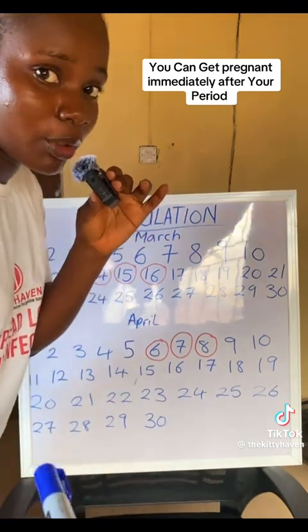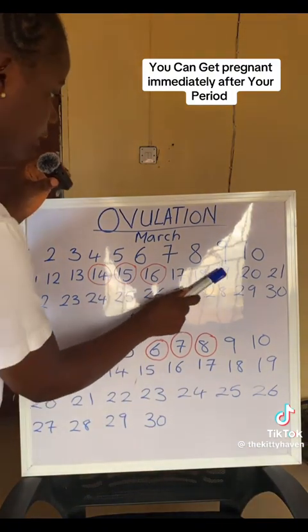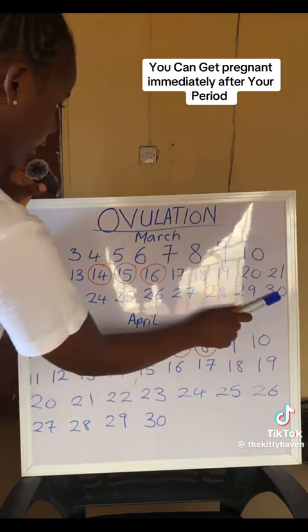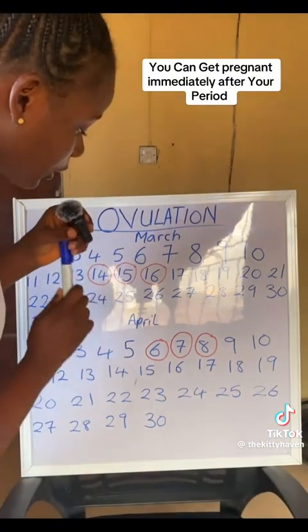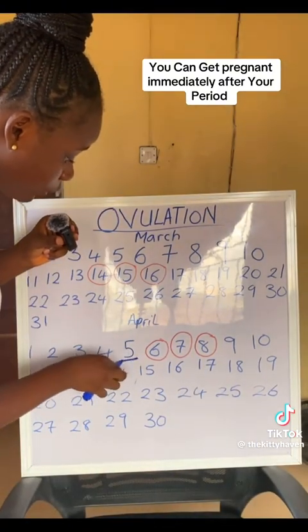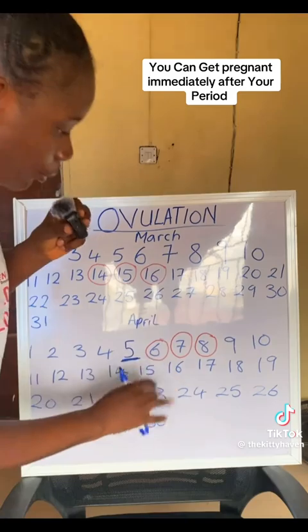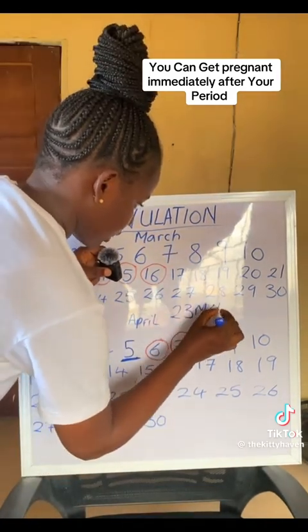Now let's count Moyo's menstrual cycle length. Starting from the 14th of March, we're going to say 1, 2, 3, 4, 5, 6, 7, 8, 9, 10, 11, 12, 13, 14, 15, 16, 17, 18, 19, 20, 21, 22, 23. We'll stop counting on the 5th of April, which is 23 days, because another cycle has begun on the 6th of April. So we can say Moyo has a 23 days menstrual cycle length.